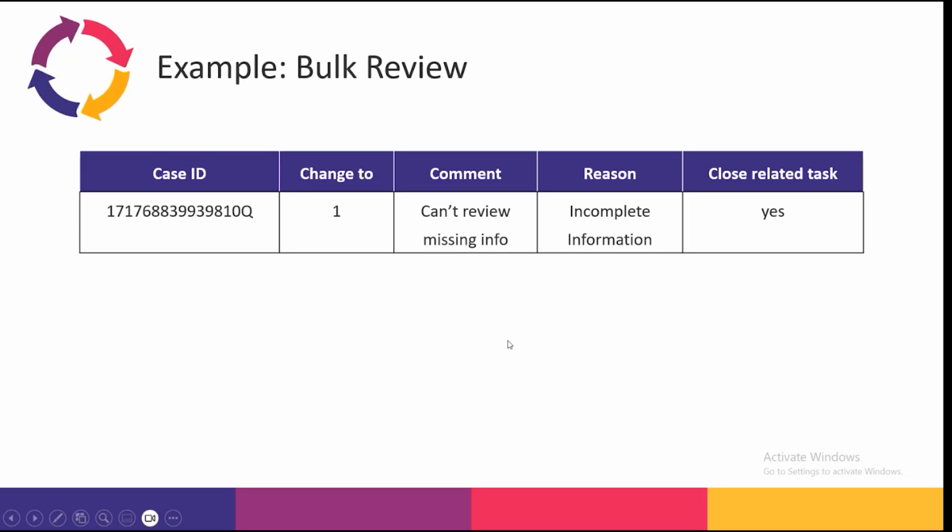So in that situation, what I'll do is I'll put in the case ID. I'll change to 1, which is the correct number for in progress. The comment might be something like can't review, missing information. The reason will be incomplete information, and I want to close all of the tasks related to that submission. So this is what I'll put in the template.